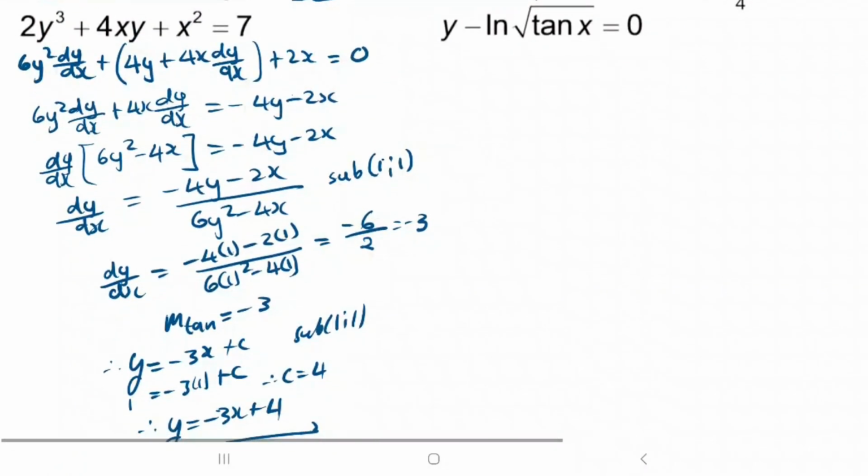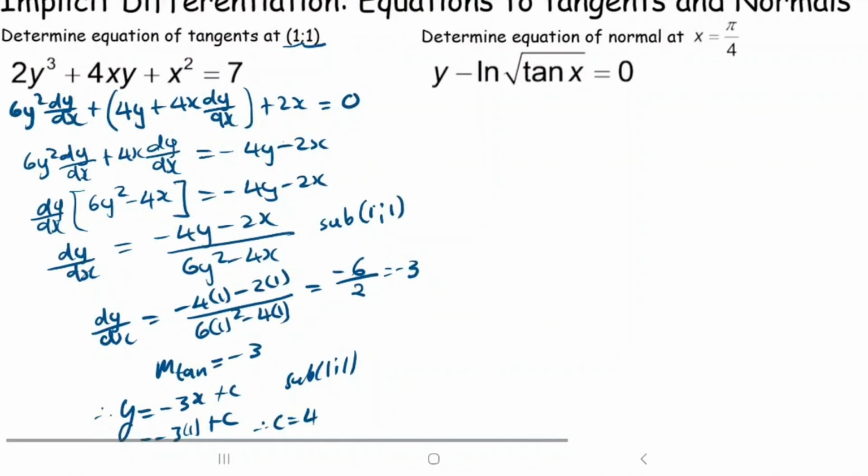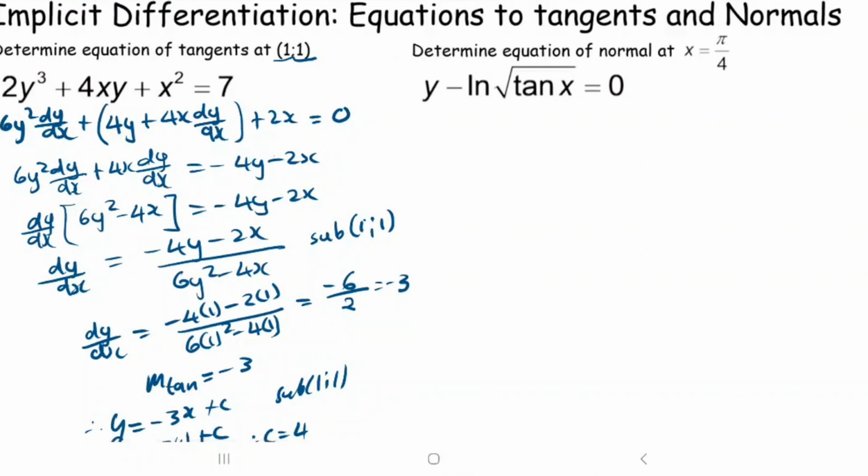What a good application question. Let's deal with the next one. The next one says determine the equation of the normal at x equals pi over 4. With this question, we'll start by simplifying first. This becomes the ln of tan x to the half, and using our log rules, this is equivalent to y equals a half of the ln of tan x.